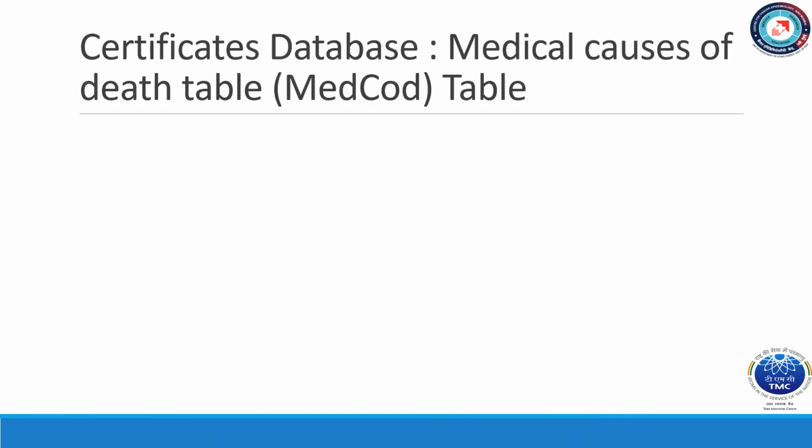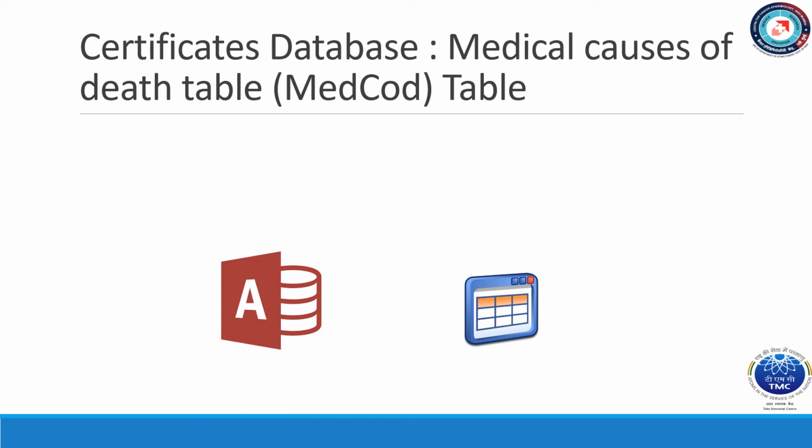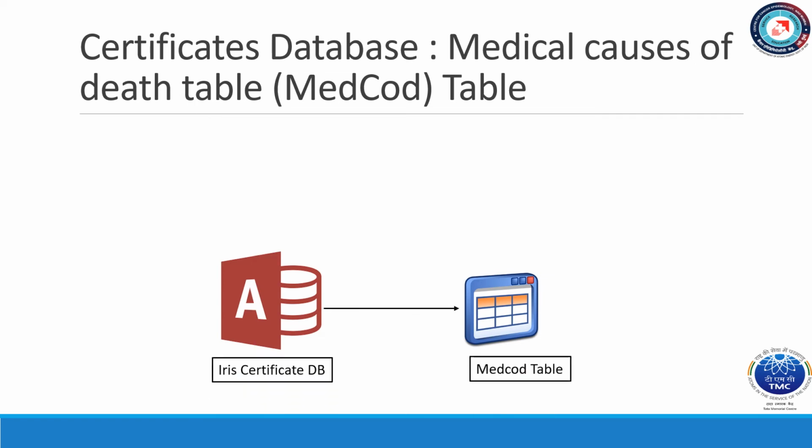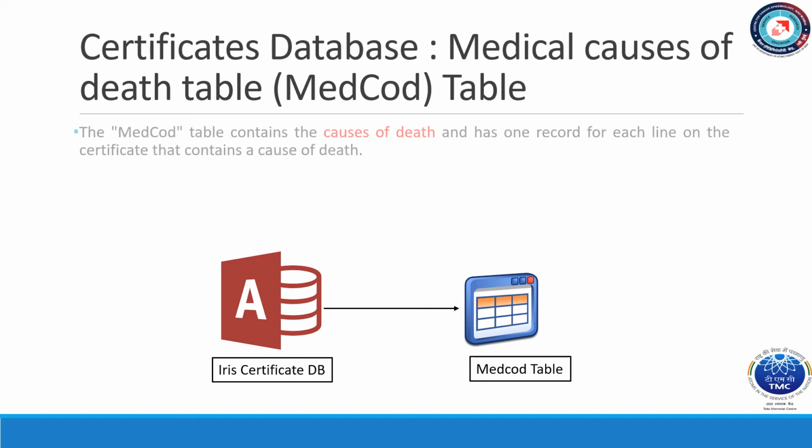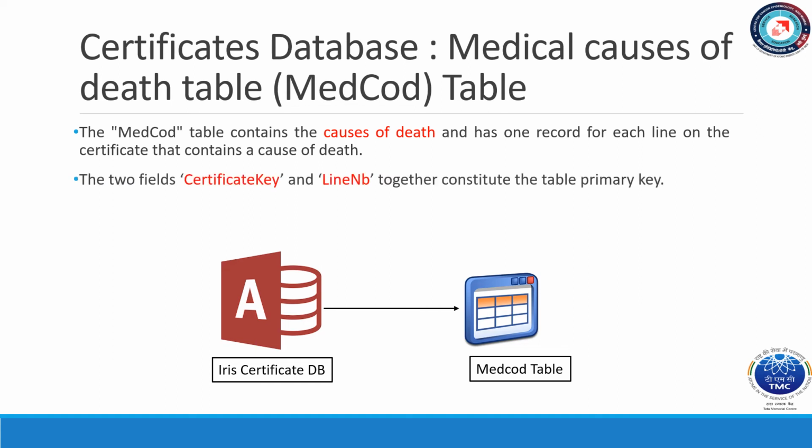Now let's know more about the second important table of the IRIS certificates database, the MedCod table. Before diving deeper into the MedCod table, it is important to know its full name, that is, Medical Causes of Death table. The MedCod table contains the causes of death and has one record for each line on the certificate that contains a cause of death. The two fields, certificate key and line NB, together constitute the table primary key.